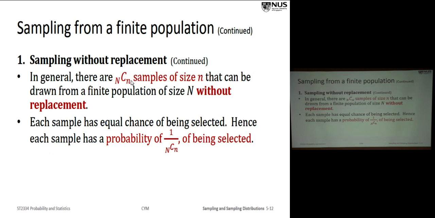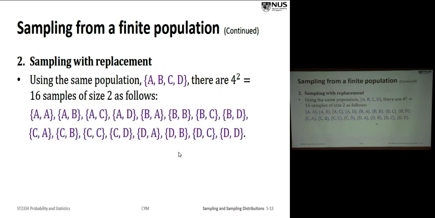And if it's a simple random sample without replacement, then each sample has probability 1 over capital N choose little n of being selected. Okay, so that's the chance of choosing each sample. You can check for the mice example, you get this as well. I was talking about individual mice there. Okay, so that's how you construct a simple random sample without replacement from a finite sample.